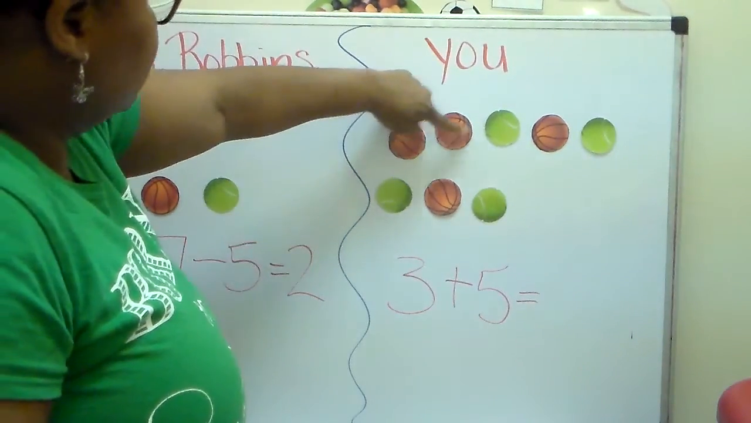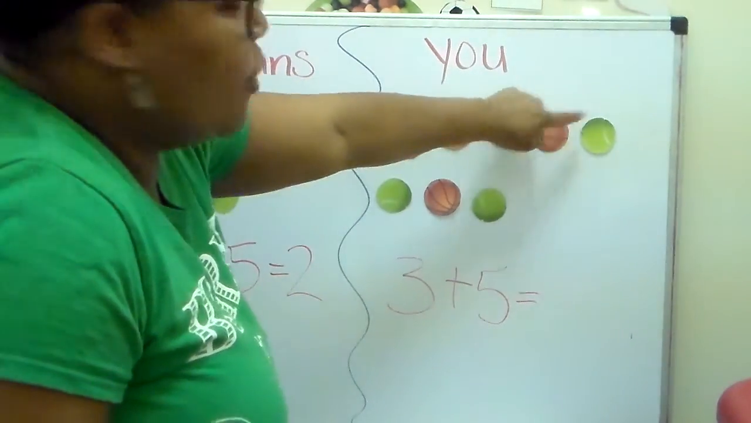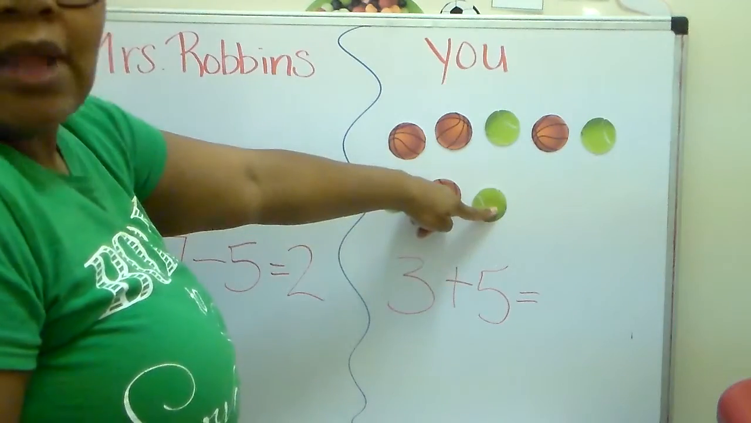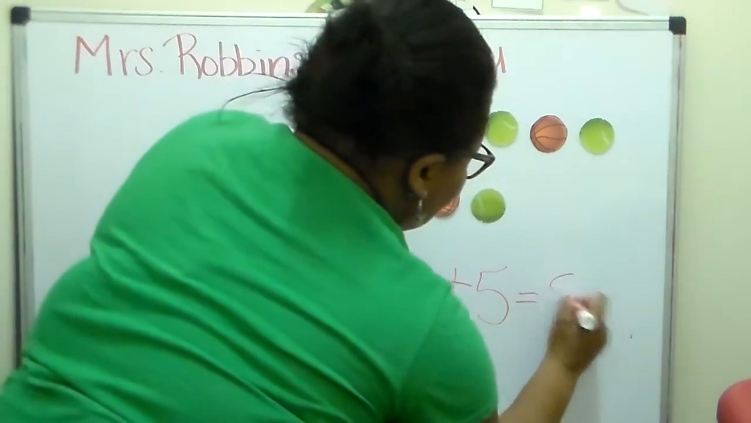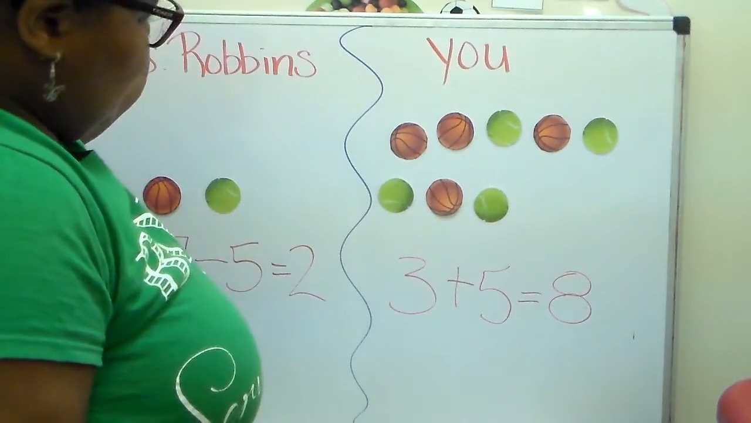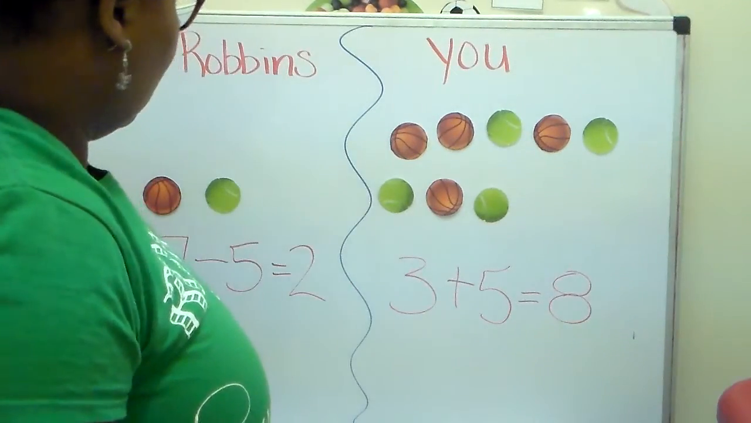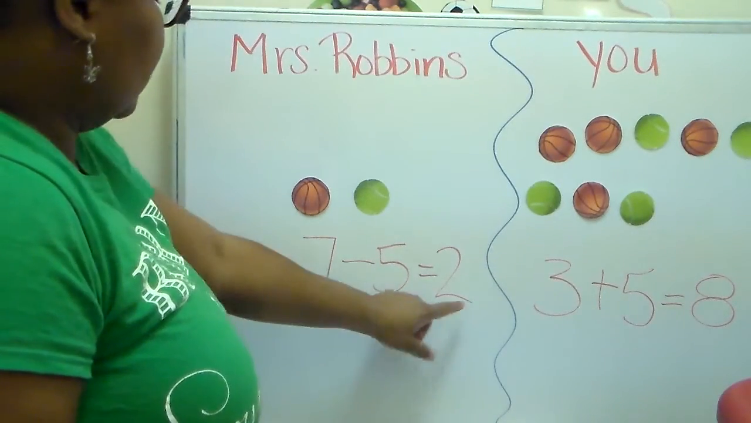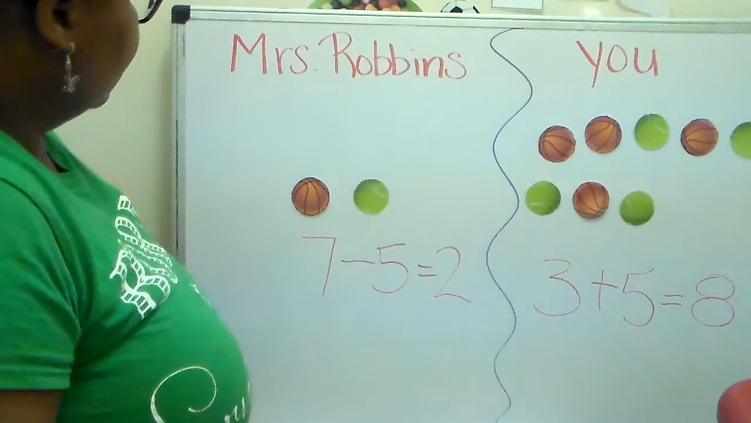1, 2, 3, 4, 5, 6, 7, 8. All right, 8 sports balls. You took 5 of mine and I had 7 and I gave you 5, which left me 2.